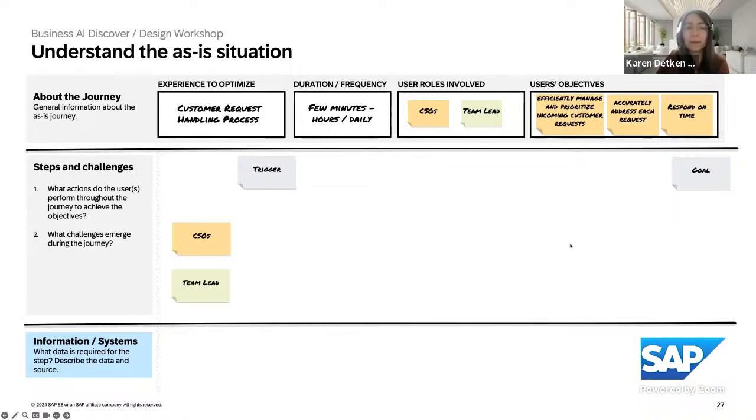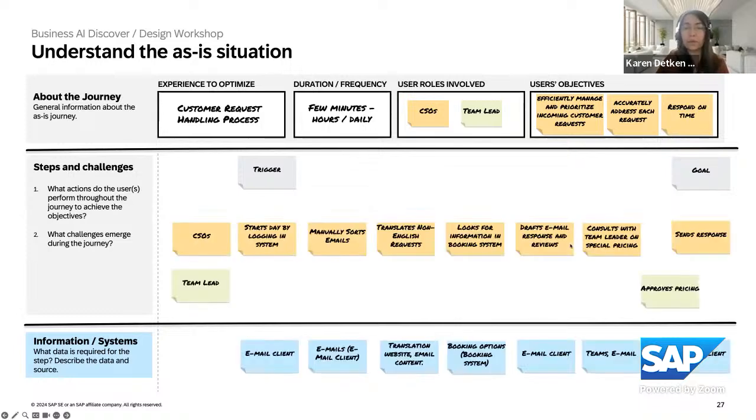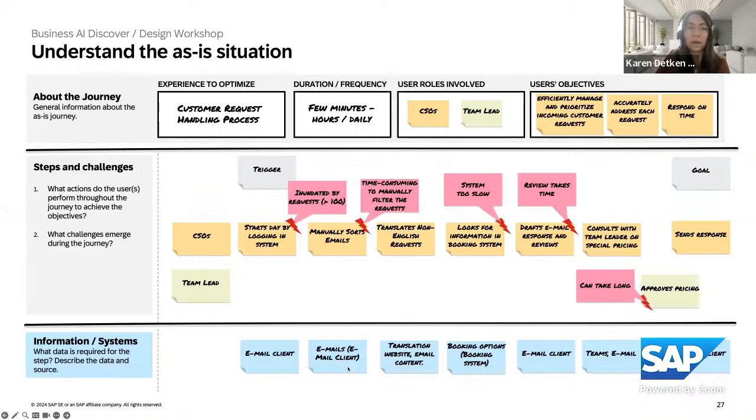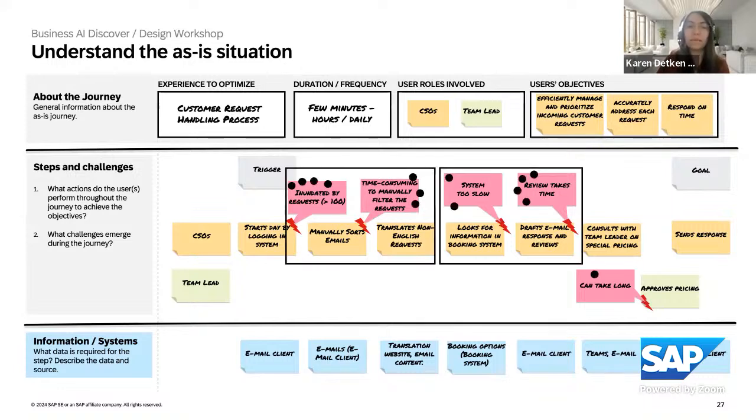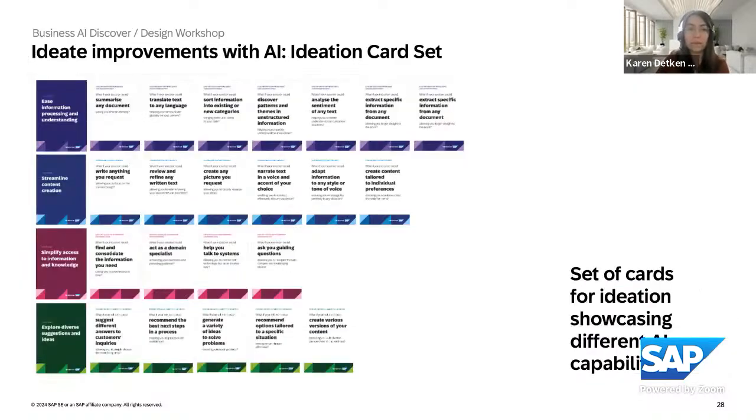And then we map the different actions that the users go through to reach a goal step by step. And we indicate all the systems and information that is needed to achieve those steps. And then we ask participants to mark, okay, what are the main problems that you have, and select them to define focus areas for improvement. And these are the focus areas that you will work on to solve using artificial intelligence capabilities.